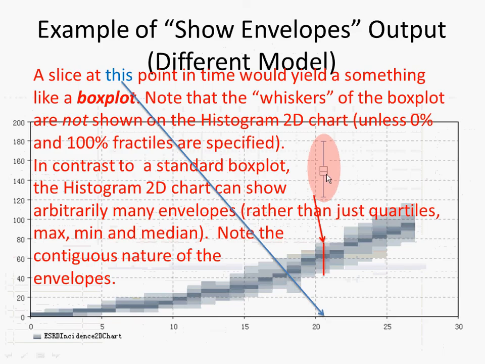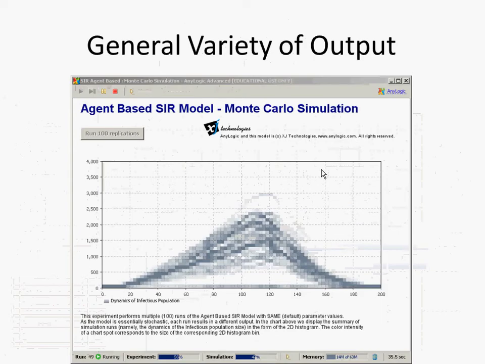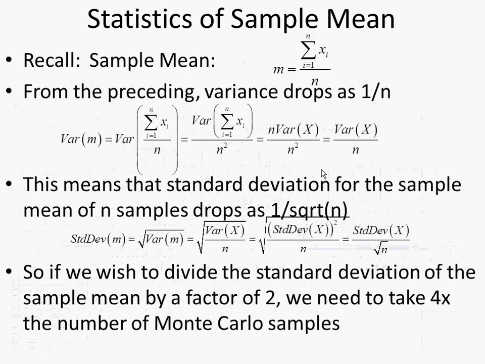Now, in the interest of time, I don't have time to go into some of the automatic throttling of Monte Carlo analyses, but suffice it to say that this is some basic statistical reasoning associated with this. If we want to divide the standard deviation of the sample mean here by a factor of 2, we need to take 4 times as many Monte Carlo samples, because the standard deviation of the sample mean is going to decrease by the square root of n.